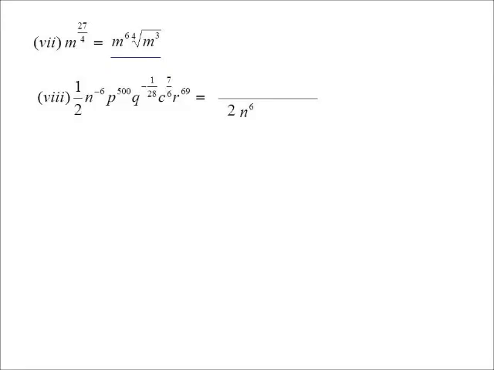End of the cell, well, that goes to the bottom. P to the 500, you're going on top. Q to the minus 1 on 28's on the bottom. 1 on 28, well, 28th root. 28th root of Q. Ooh, C to the 7 on 6. 7 on 6, it's an improper fraction. 7 on 6, 1 and 1/6. It's going to the top of the fraction. C times the 6th root of C.